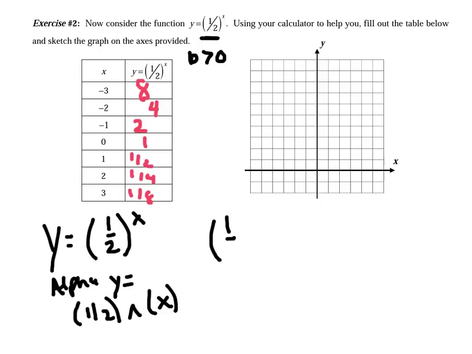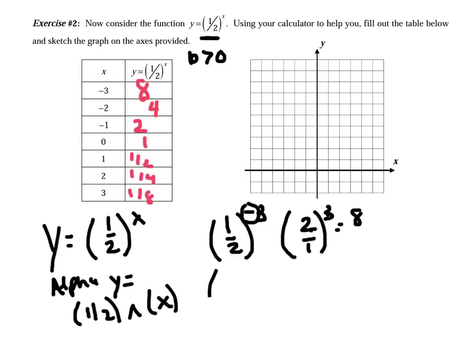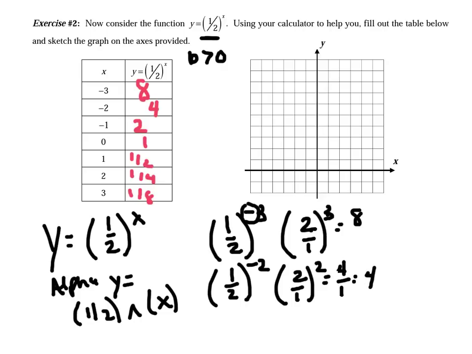If I had 1/2 to the -3rd, the first thing I do is say, okay, this negative turns it into a fraction or flips my fraction. So I'm just going to flip my fraction and say it's 2/1 cubed, and 2 cubed is 8, and 1 cubed is 1, so I get 8. Same idea, 1/2 to the -2. That negative is going to flip the fraction, so that's 2/1. And now square everybody. On top I get 4, and 4/1 is just 4. And you get the idea where those came from.